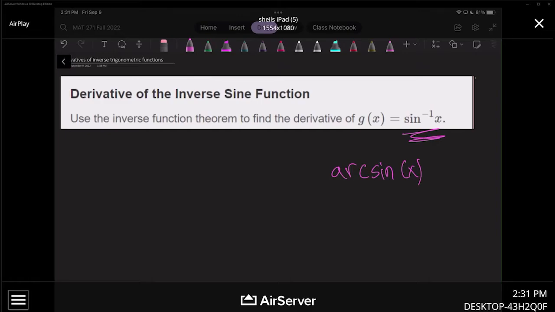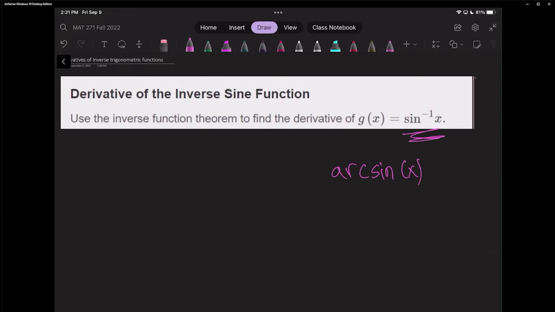Oh, I accidentally clicked on the wrong server here. There we go.